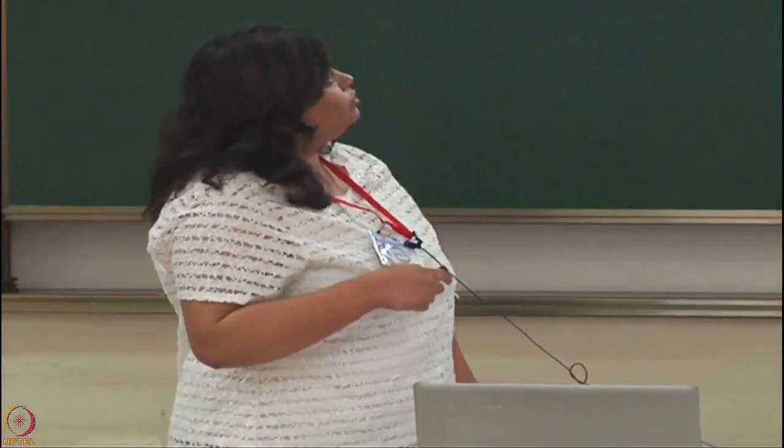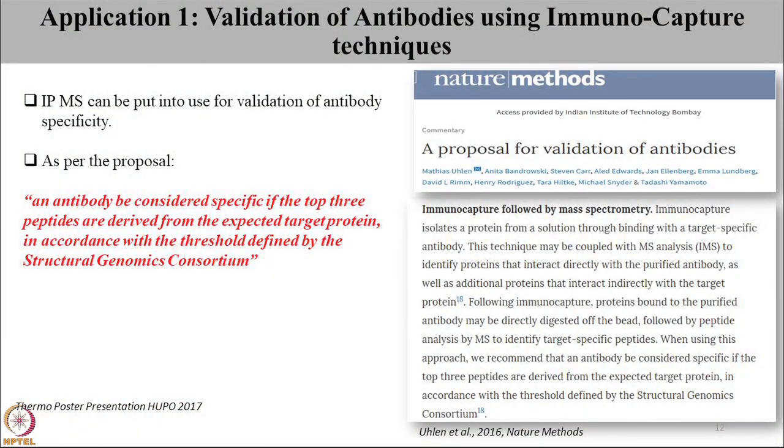Coming to the first application, validation of antibodies. What Matthias Uhlen's group has proposed is that immunocapture followed by mass spectrometry is a very nice way to know whether your antibody is specific or not. If your antibody is very specific to your target, and you bind it to a bead conjugate and do an immunocapture, it should bind only to the protein of your interest. If you do the washing and follow the whole IP protocol, what you should get is only your protein of interest and maybe a few interacting partners, right?